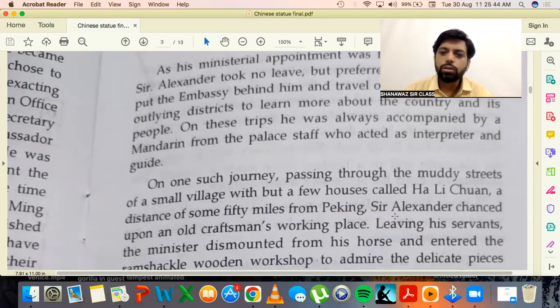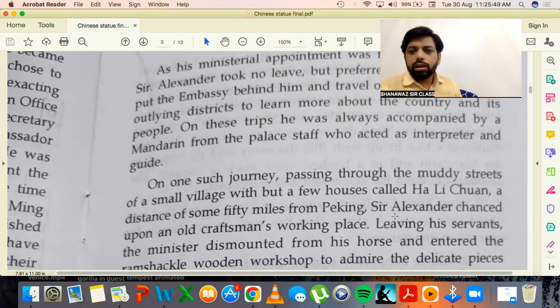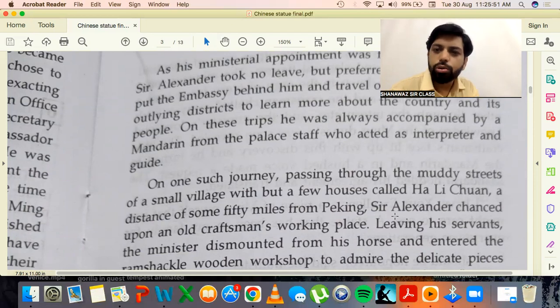So ऐसे ही वो जगह जगह घूमते रहता, छुट्टी में वो इंग्लैंड तो आएगा कैसे, आ तो सकता ही था, but he never wanted to come because he wanted to use his time in learning about Chinese art and craft. So in one such journey, passing through the muddy streets of a small village, but a few houses called हाली चुआन, मतलब एक विलेज में वो गया ऐसे ही अपने घूमते घूमते, तो उस विलेज का नाम था हाली चुआन, और it was some distance from Peking. पेकिंग में उसका पोस्टिंग था, वहां से कुछ दूर वो घूमने गया था.